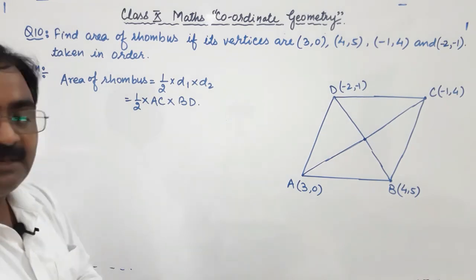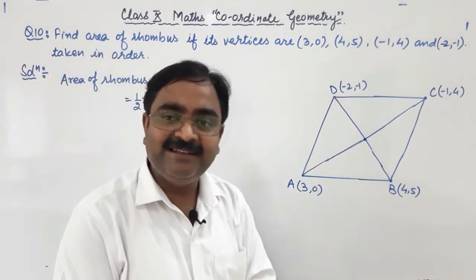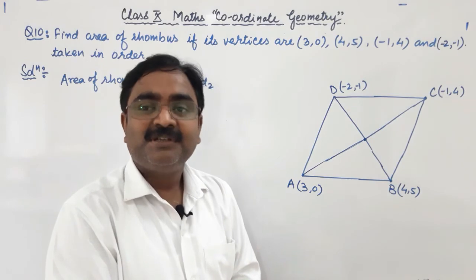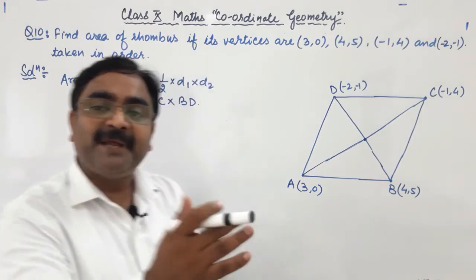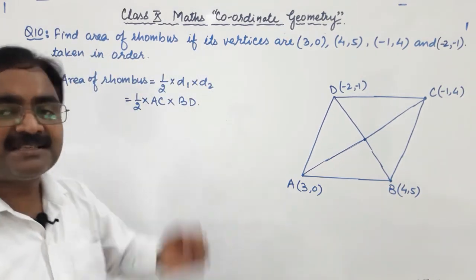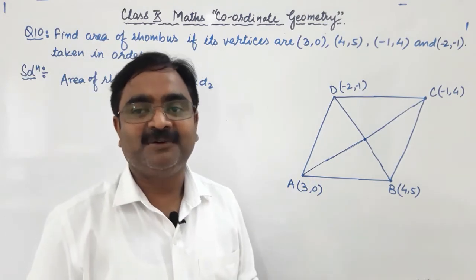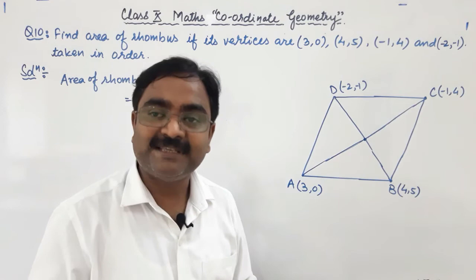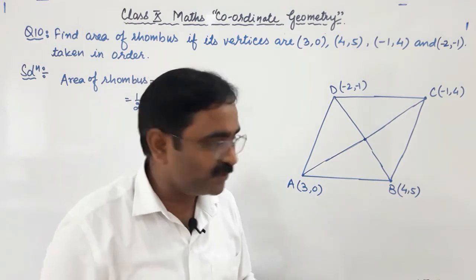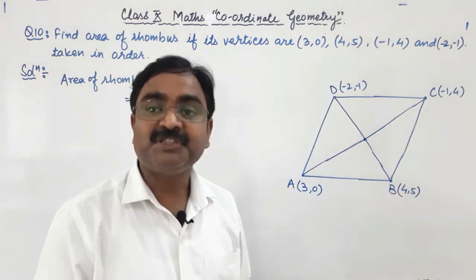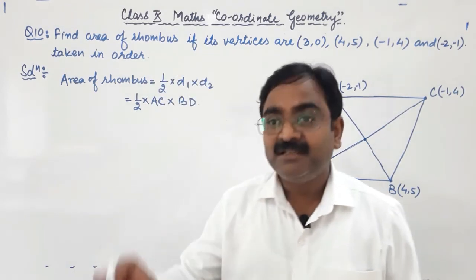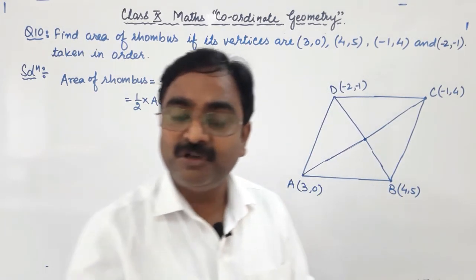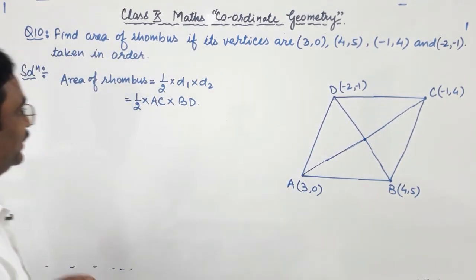तो अभी तो हमारे पास AC और BD का मेजर है ही नहीं. So how to get the area of this? तो एरिया फाइंड करने के लिए पहले तो हमें इसके डायगोनल्स के मेजर्स को फाइंड करना होगा. सो लेट अस फाइंड आउट द डायगोनल 1 विच इज AC बाय द डिस्टेंस फॉर्मूला, डायगोनल 2 विच इज BD बाय द डिस्टेंस फॉर्मूला. पहले तो हम AC और BD का मेजर फाइंड कर लेते हैं.